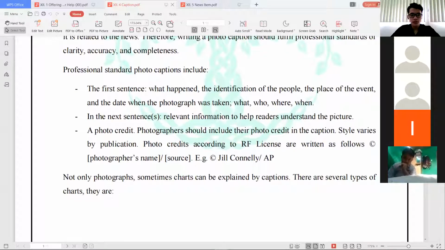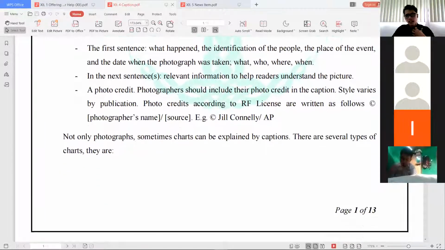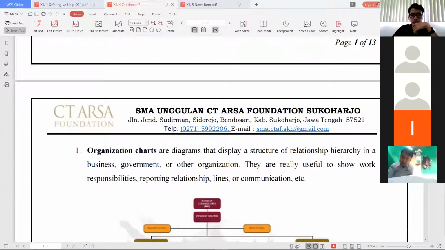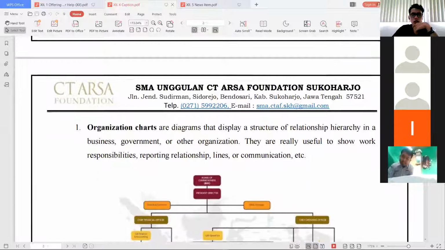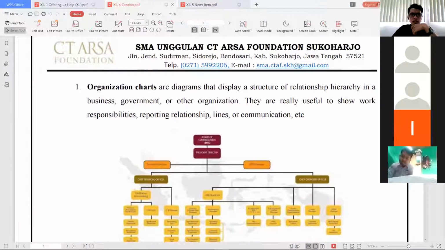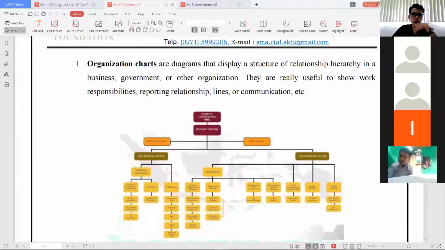Not only photographs, sometimes charts can be explained by captions. There are several types of charts. So do you know charts? If you want to take a test like the IELTS test or SBMPTN test, there are actually some charts that you will face, and then you need to understand the meaning of the chart.